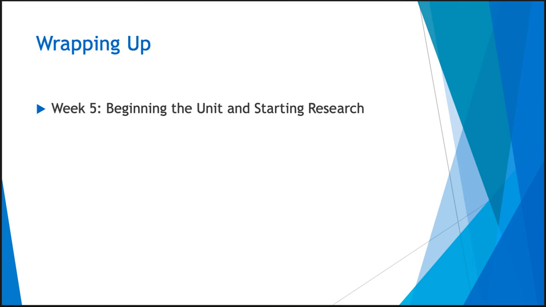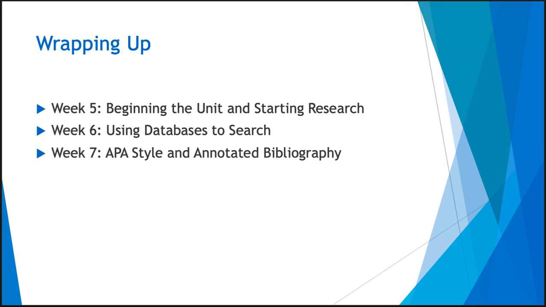So let's wrap up this overview with a summary of what you can expect each week. This week, week 5, you're going to be beginning the unit and starting your research process. By the end of this week, you should definitely have figured out what the general topic is, not your specific argument, but your general topic for research. In week 6, we'll be focusing a lot on databases and search engines. I'll be introducing you to some of my favorites in the PGCC database list and giving you some tips for how to filter those. Week 7 will focus on APA style.